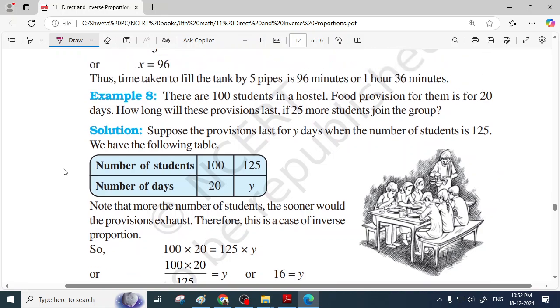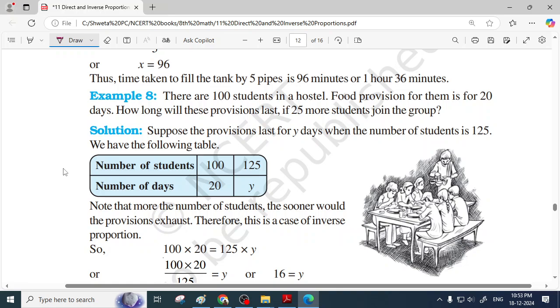There are 100 students in a hostel. Food provision for them is for 20 days. Will these provisions last if 25 more students join the group? Food provision is for 20 days if the number of students is 100. How long will this provision last if 25 more students join? Now the number of students is 125.